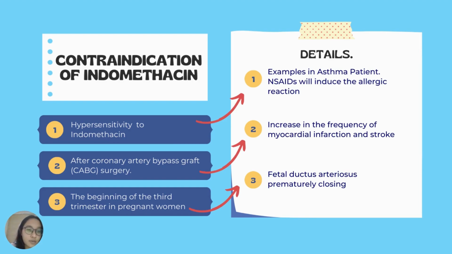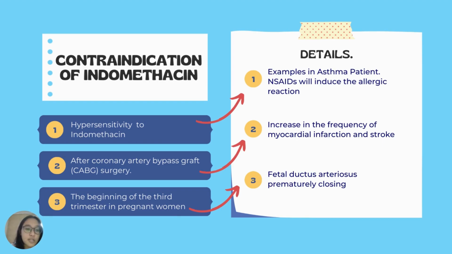Also, I will continue with the contraindications of indomethacin. So there are three contraindications. The first one is hypersensitivity to indomethacin caused by non-steroidal anti-inflammatory drugs, or NSAIDs. For example, in patients with asthma, NSAIDs can induce allergic reactions by inhibiting the production of prostaglandin. Due to this inhibition, the wall of the respiratory tract will induce the buildup of white blood cells that release chemical substances that cause allergic reactions.